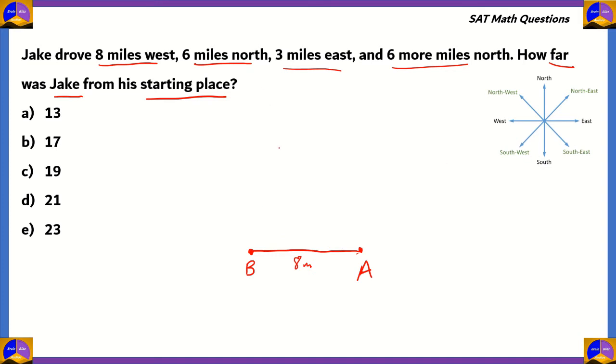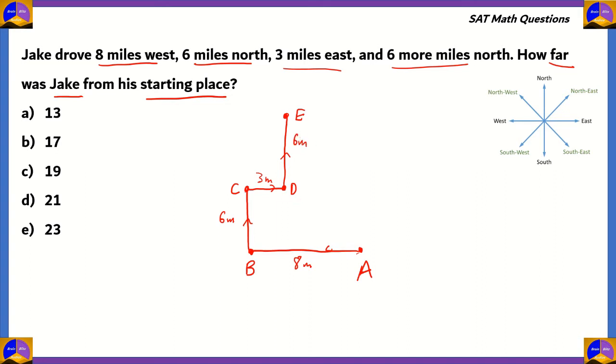Next, he goes 6 miles north. So therefore, in the upward direction, we're going to draw another line segment, BC, and the measurement of this line segment, BC, is 6 miles. Then he goes 3 miles east. So therefore, along the right, the line segment CD will represent 3 miles. And then finally, the line segment DE, which is moving upwards, that is Jake's direction, will also be measuring 6 miles.